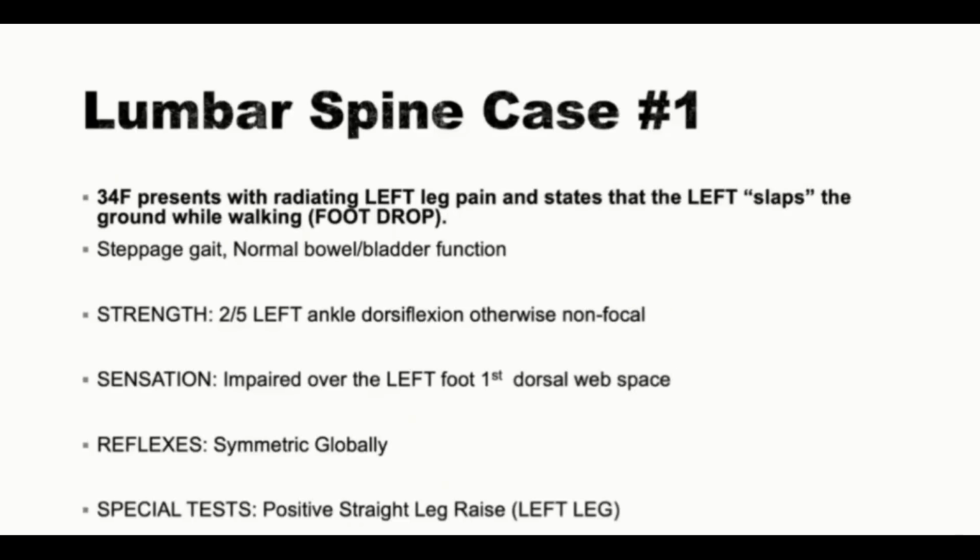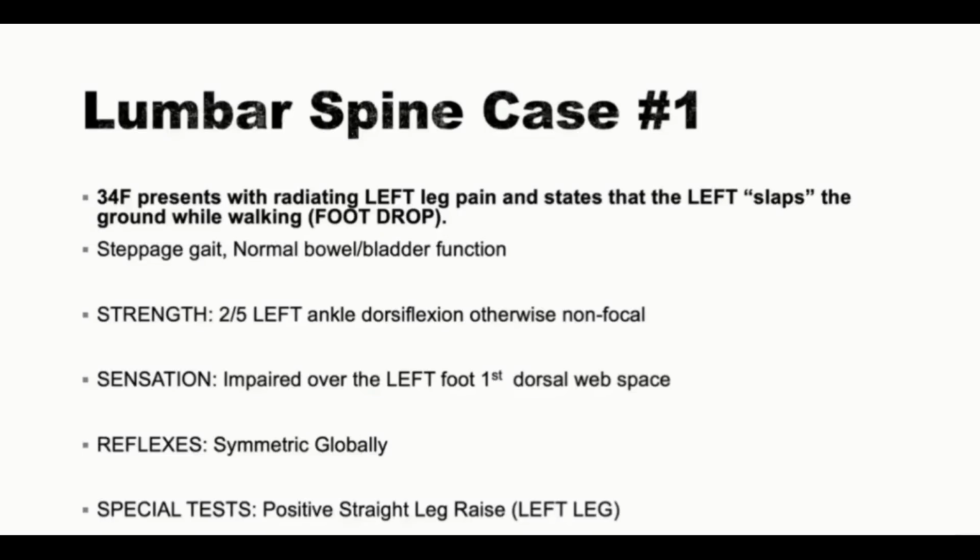So let's go through the rest of the examination. She has a steppage gait, meaning she's having a hard time clearing the ground with her foot. So she has to exaggerate the height of her gait, but otherwise normal bowel or bladder function. 2 out of 5 left ankle dorsiflexion. That's marked weakness. Otherwise non-focal. Impaired sensation over the first dorsal web space. So we're thinking kind of L5, maybe L4. This is dual innervation. Globally symmetric reflexes and a positive straight leg raise.